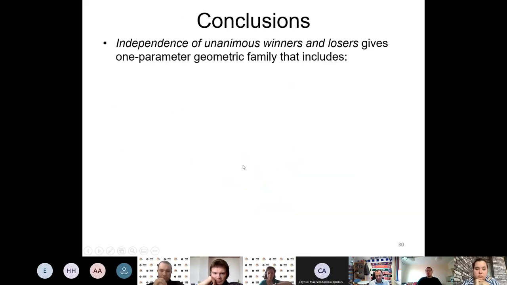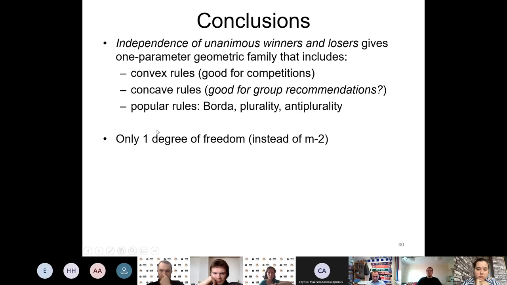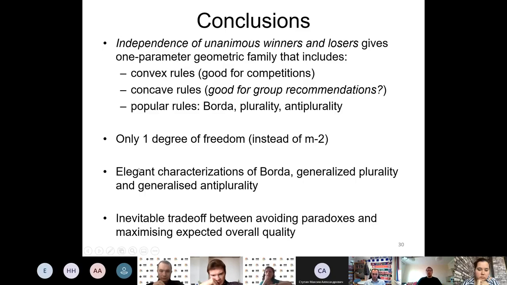And so we can conclude that our weak axioms of independence give us convex rules, concave rules, and popular rules, Borda, plurality, anti-plurality, with only one degree of freedom for real organizers. We took new concretizations of Borda, generalized plurality, and generalized anti-plurality, and when we tried to combine avoiding paradoxes with optimizing scores, so maximizing the expected overall quality of athletes, we face an inevitable trade-off. Thank you very much.